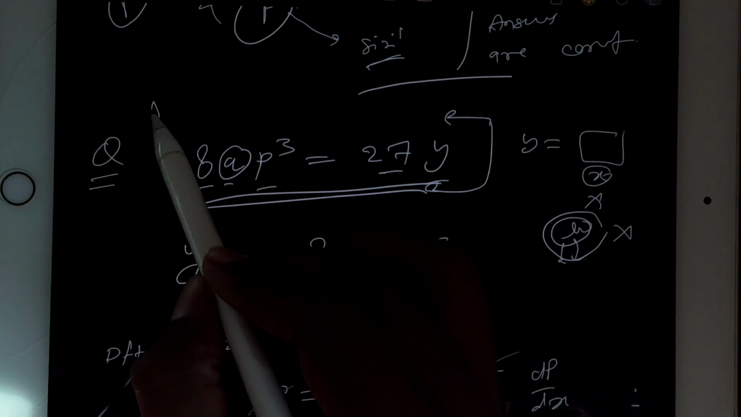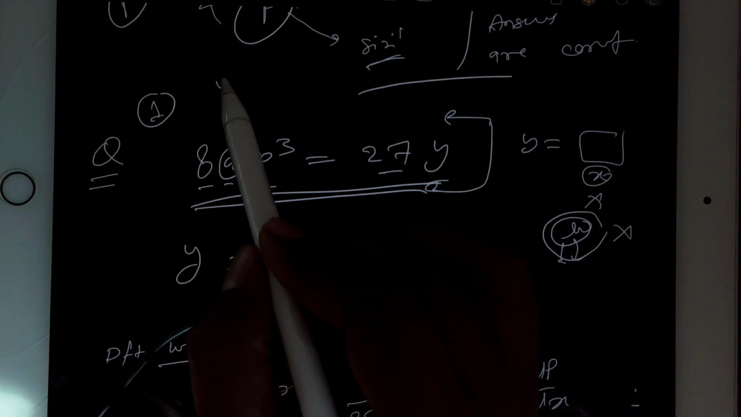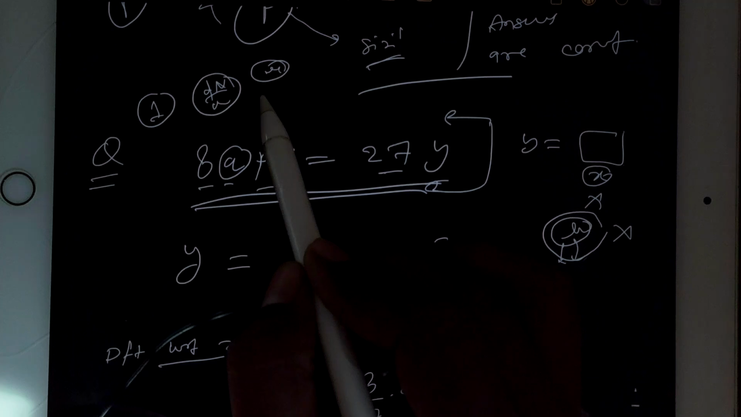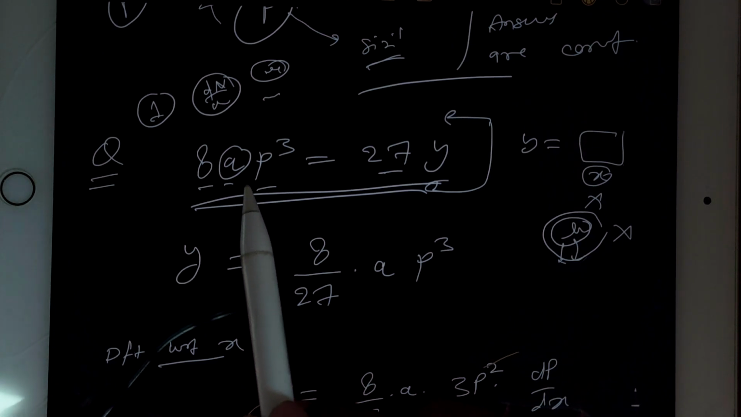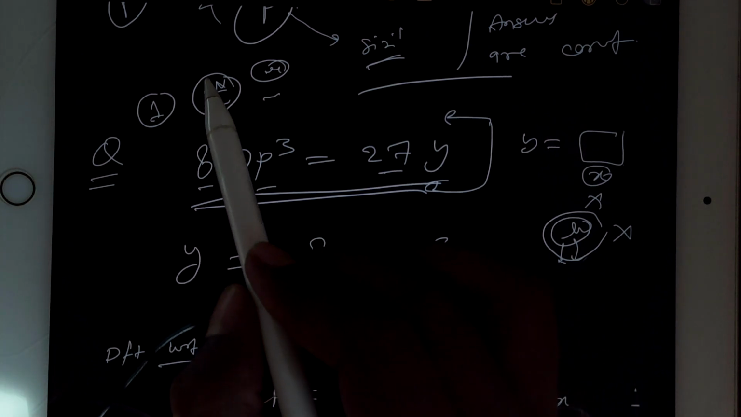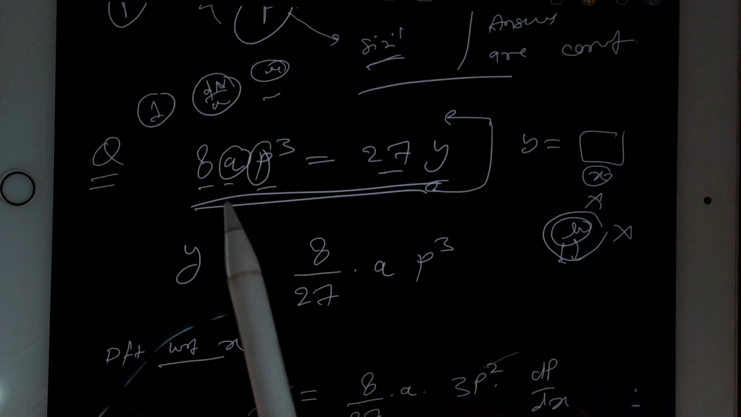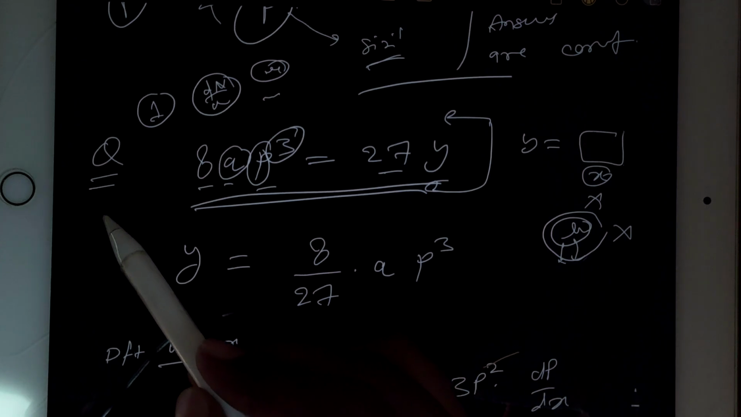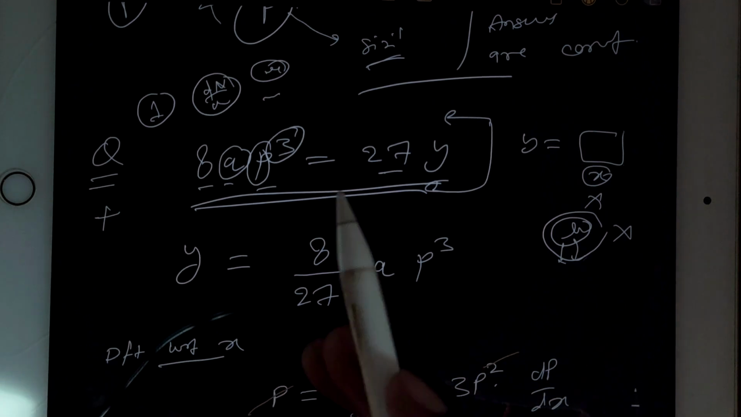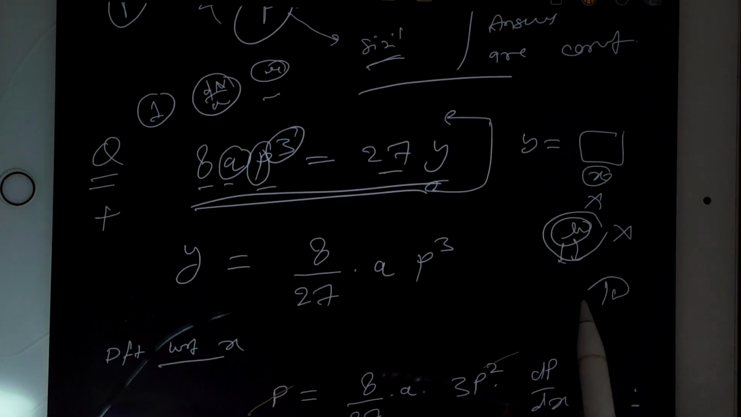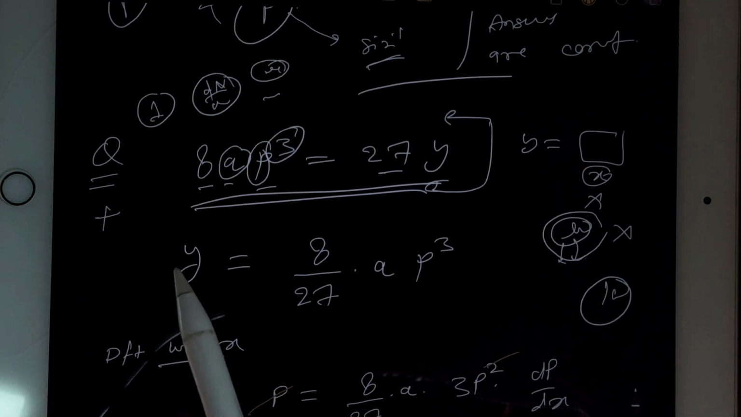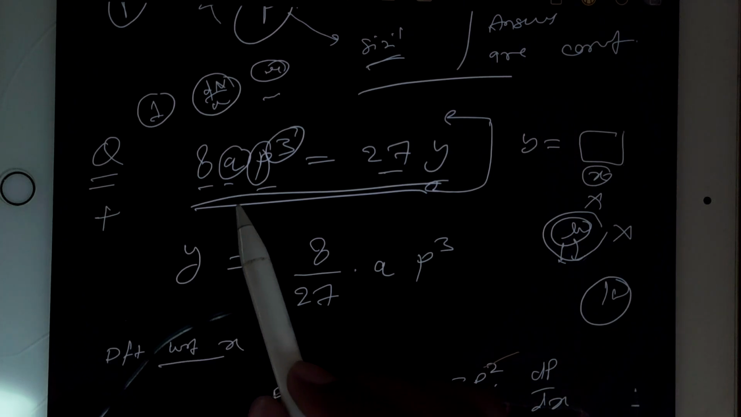What is the order? Order is 1. Why is the order 1? Because your p is dy by dx. It is not d2y by dx square, it is not d3y by dx cube, it is simply dy by dx. P value is dy by dx. So order is 1 and degree is 3. Is it linear? No, it is non-linear, because in the beginning of the 18th lecture I told you about nature, right?